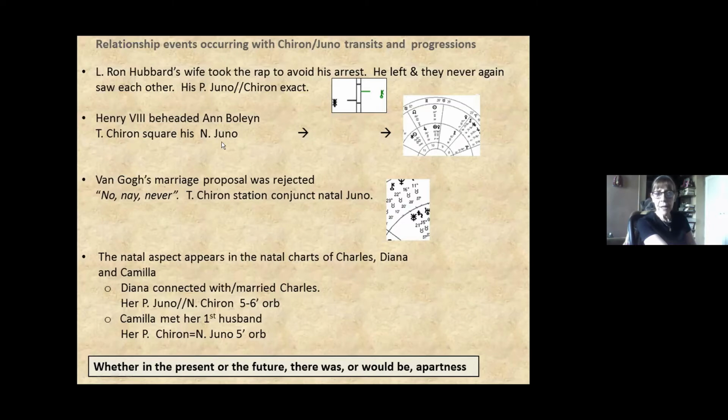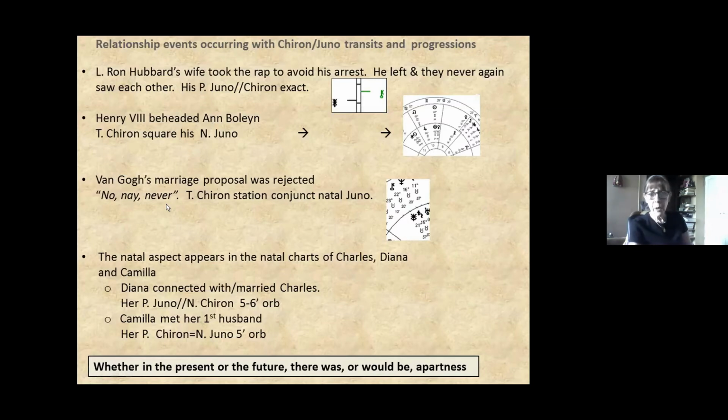When Henry VIII beheaded Anne Boleyn, transiting Chiron was squaring his natal Juno. This is why I prefer those dials, is you can really see what's going on. But if you look at the outer wheel, your eyes are better than mine. Here we go. Transiting Chiron was hitting his natal. No, I can't see that. This is too tiny. I've got to come back with all dials. But at any rate, I've looked at this in its larger version, and transiting Chiron was squaring his natal Juno when he beheaded his wife.